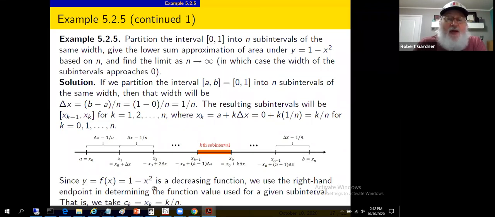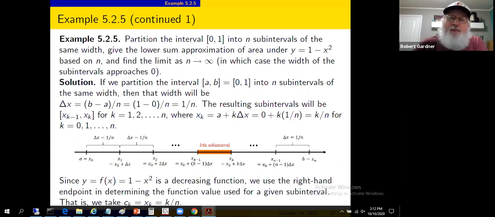1 minus x squared, that's a decreasing function. Its derivative is negative on the interval 0, 1. And you saw the picture of it on the previous slide. They told us to give a lower sum approximation. Okay, decreasing function, lower sums, we'll use the right-hand endpoint because it's a decreasing function.